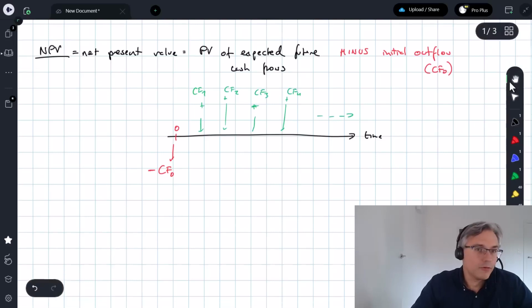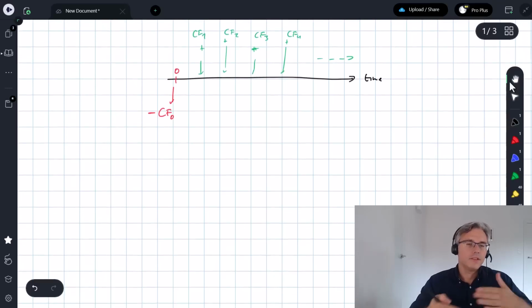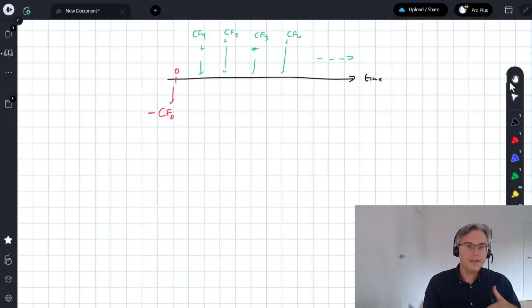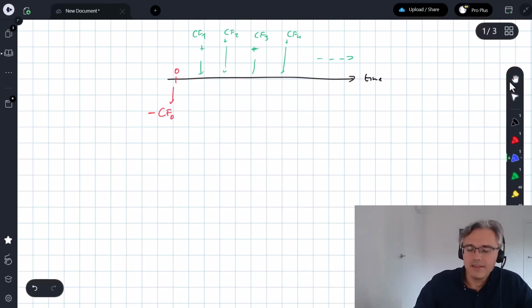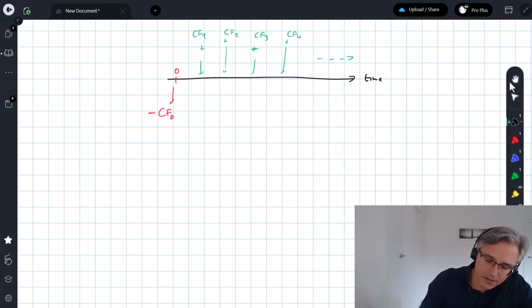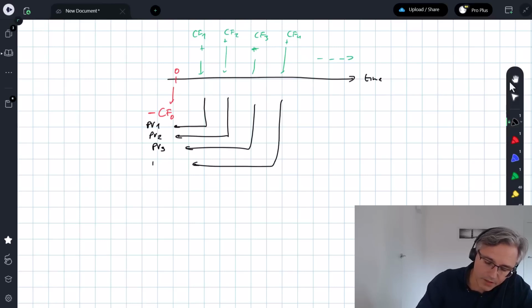And of course, this is what we did in the previous video. We kind of did this by hand, so to speak. Did the discounting, and we entered this stuff into the calculator, but the idea is all those future cash flows need to be discounted. So we need to compute the PV of that first cash flow, the PV of that second cash flow, the PV of that third cash flow, the PV of that fourth one, and whatever else.